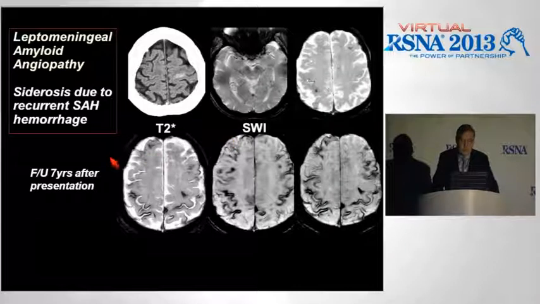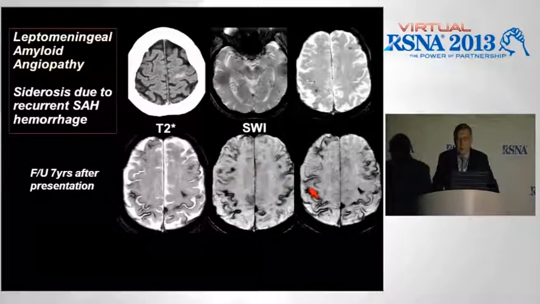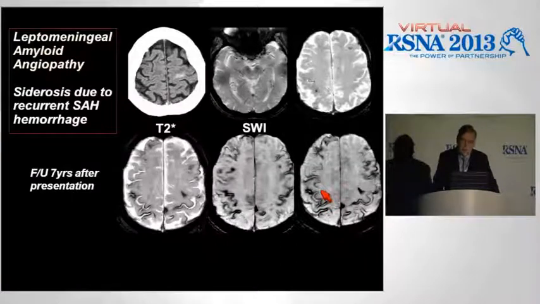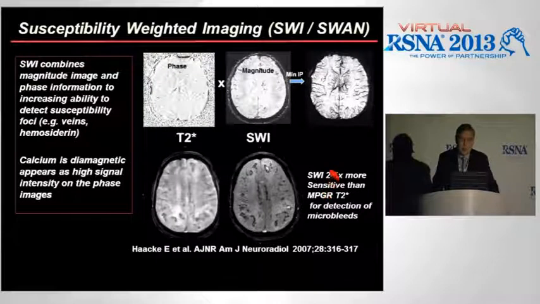And so this is a patient who comes back 7 years later, and we can see that there's siderosis here in the superficial leptomeninges. And on the T2 star weighted image, it's really quite easy to see, but on the susceptibility weighted image, we can see much greater signal loss related to the leptomeningeal siderosis. So keep in mind that amyloid also involves the leptomeninges and can produce this leptomeningeal siderosis.